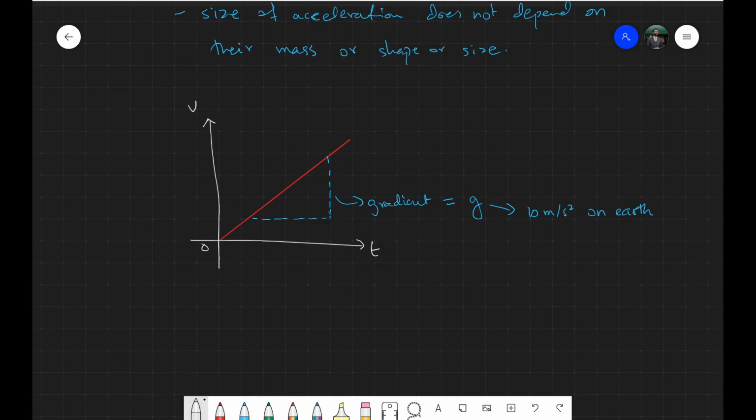And if I were to draw some values on this graph, after 1 second the velocity will be 10, after 2 seconds the velocity will be 20, after 3 seconds the velocity will be 30, and so on and so forth. So this will be the graph.